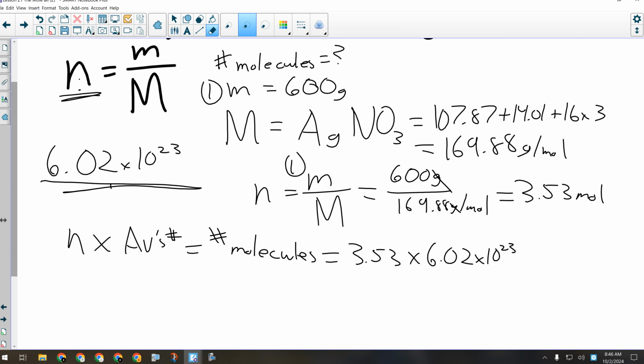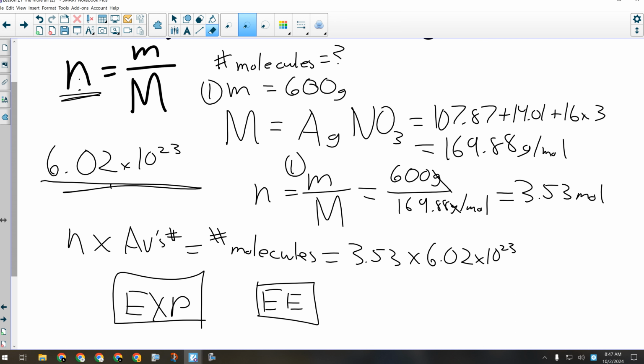Let's talk about how we punch that into our calculator. Depending on the type of calculator you have, you are either going to have a button that looks like this, it says EXP, or you're going to have a button that looks like this, EE. Pressing either one of those buttons will usually put something on the screen that looks like this, times 10 or a capital E, depending on the calculator you have.